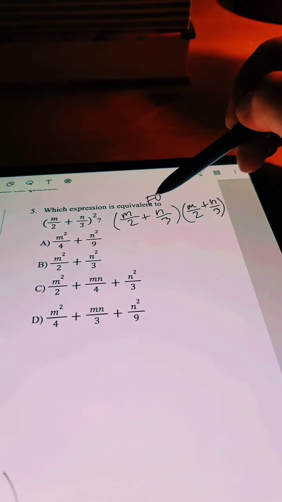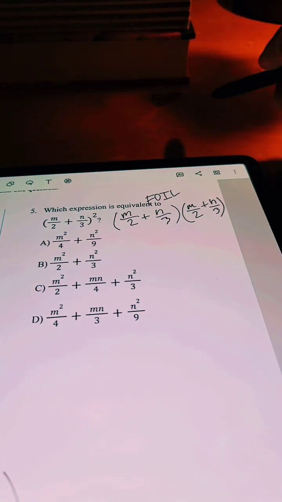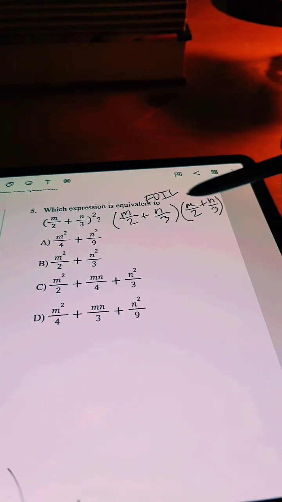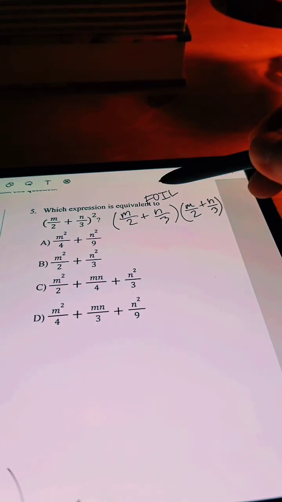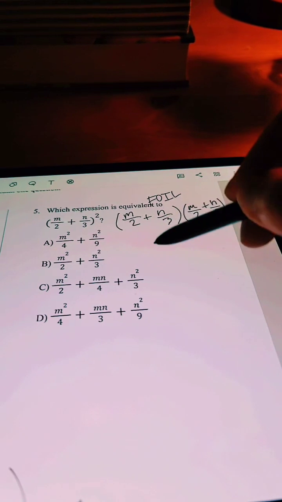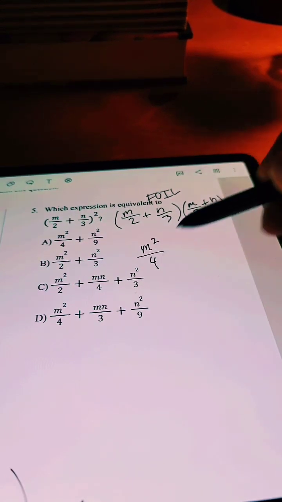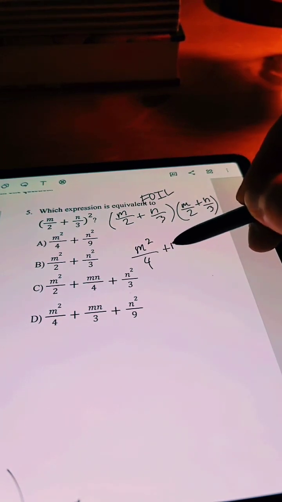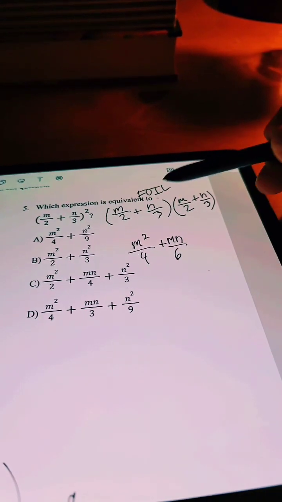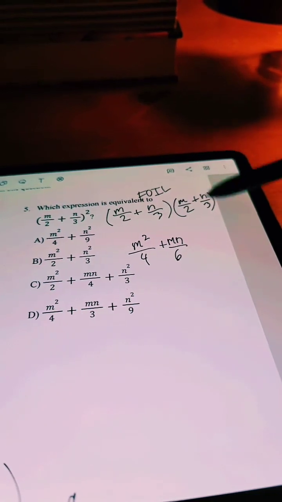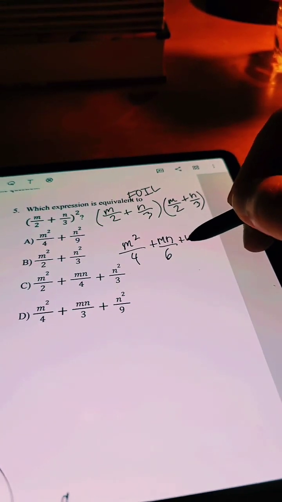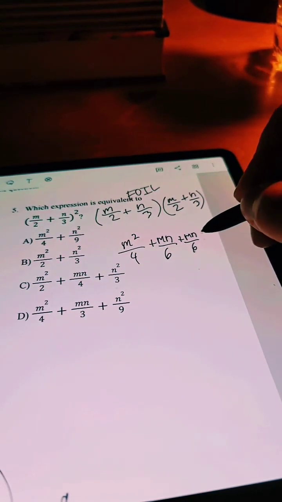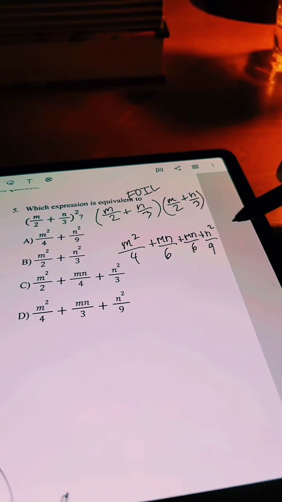So if we have two terms plus or minus in parentheses times two terms plus or minus in parentheses, we have to FOIL it out. F stands for we multiply the first thing, so m over 2 times m over 2 is going to be m squared over 4. O stands for multiply the outer, so m over 2 times n over 3, which is going to be mn over 6. I stands for multiply the inner, so n over 3 times m over 2, so that's also mn over 6. L stands for multiply the last term, so n over 3 times n over 3, so it's going to be n squared over 9.